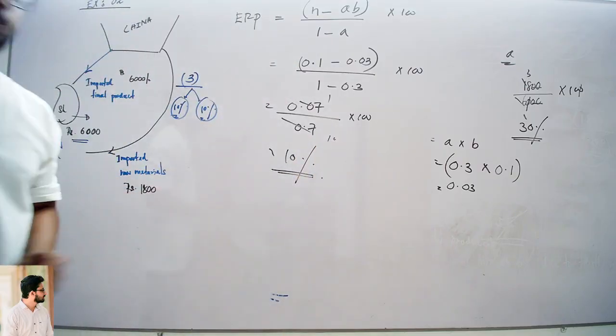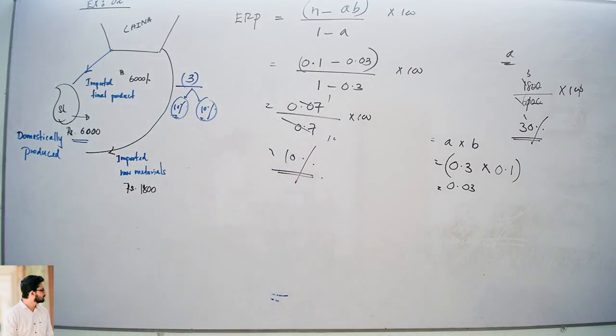This is the ERP, which is indicated by the third question. Does this seem easy? The first one is complicated. The problem is with the decimals. Otherwise, it's simple.